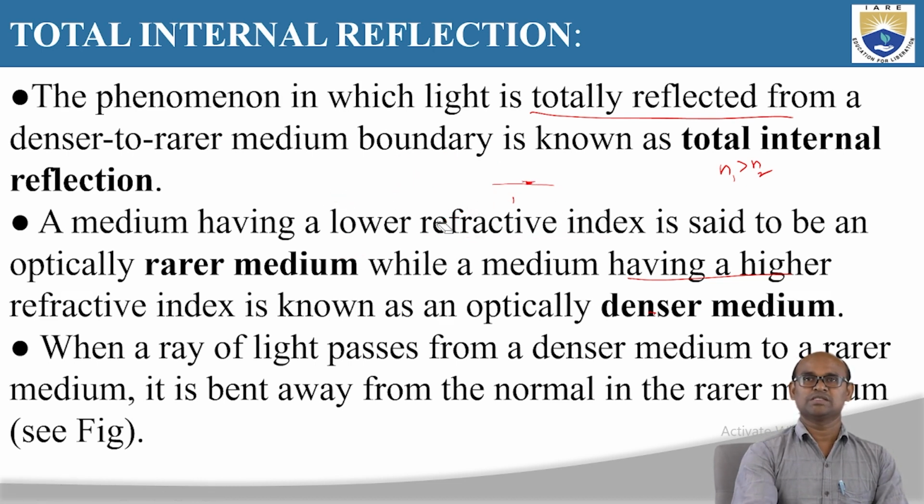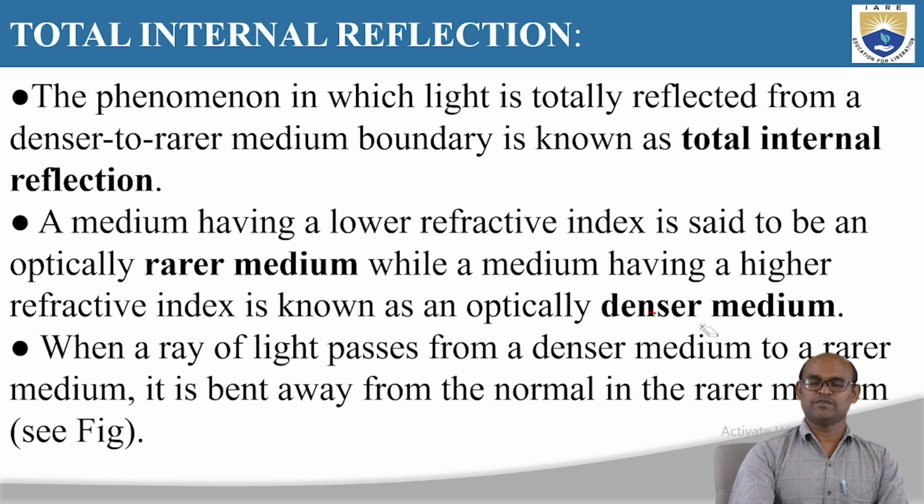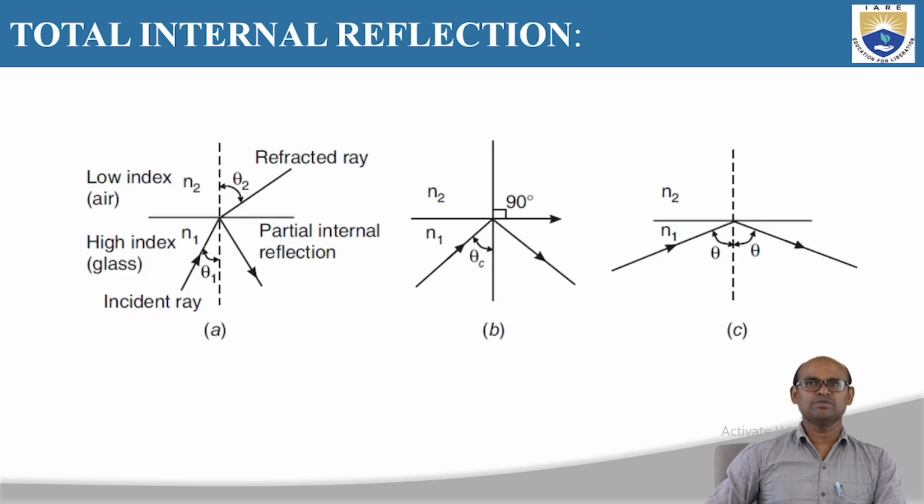Okay, so let us see the conditions for total internal reflection. We have discussed what total internal reflection is. It is a phenomenon in which light is totally reflected at a denser to rarer medium boundary. Rarer medium means lower refractive index, and the medium which has a higher refractive index is called a denser medium. Let us look into the conditions for total internal reflection. So there are three conditions here.